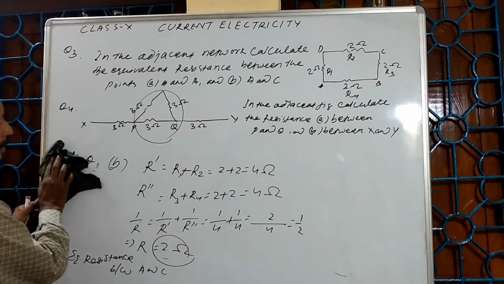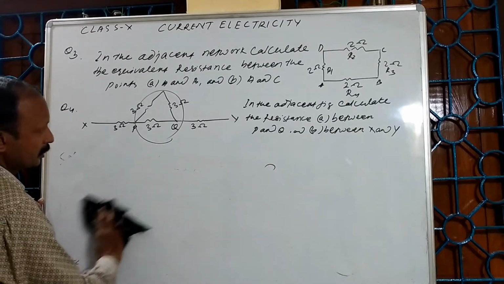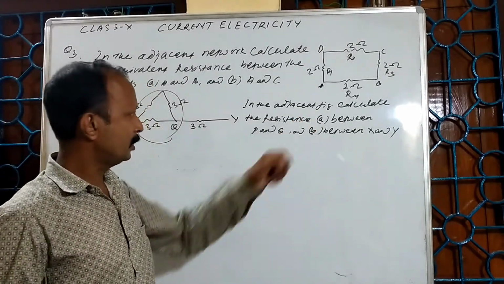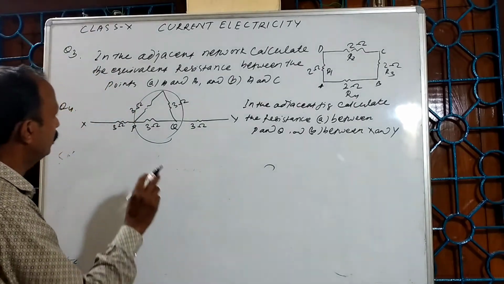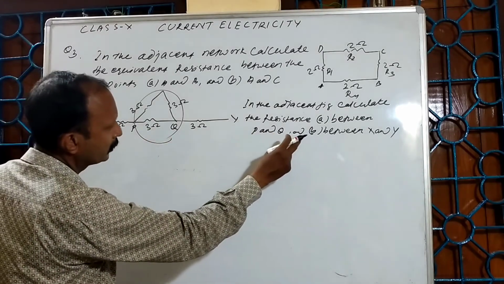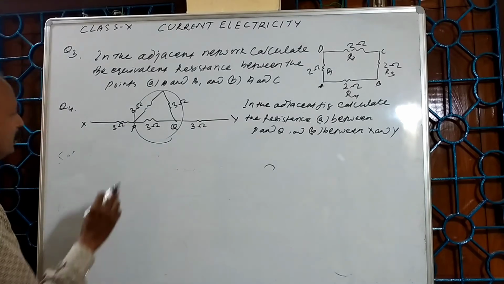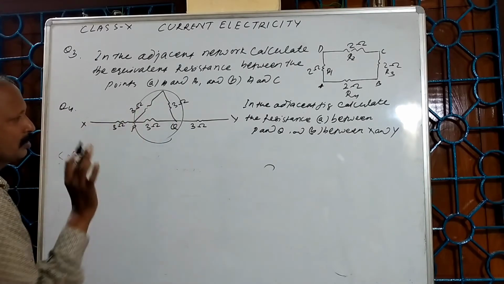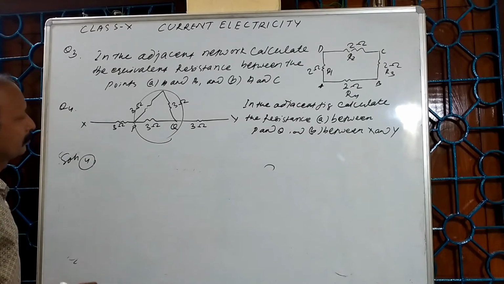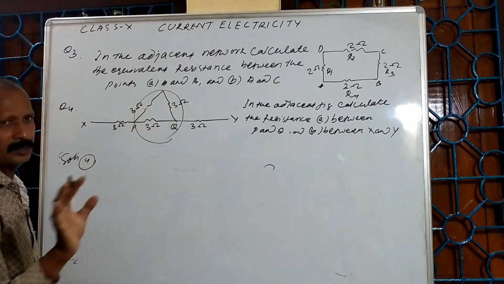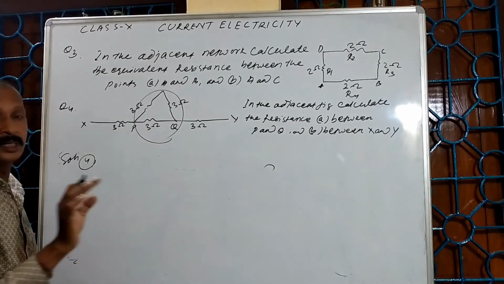Now let us move to the next question. Next question, what is given? One simple figure is given. In the adjacent figure, calculate the resistance between P and Q and between X and Y. Now you see that between P and Q, 3 resistors are connected. So this is the solution for P and Q, 3 resistors are connected. These two are connected in series and this result is connected with this one in parallel.